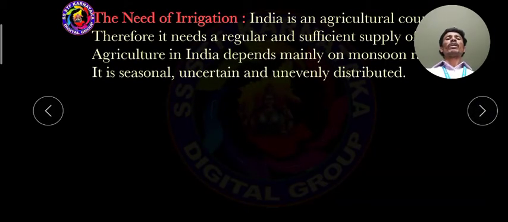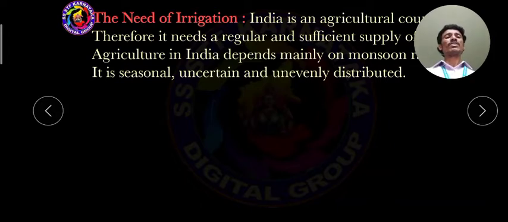Then the need of irrigation. So why is there a need of irrigation? India is an agriculture country. We should consider agriculture the backbone of our Indian economy. Therefore, it needs a regular and sufficient supply of water.